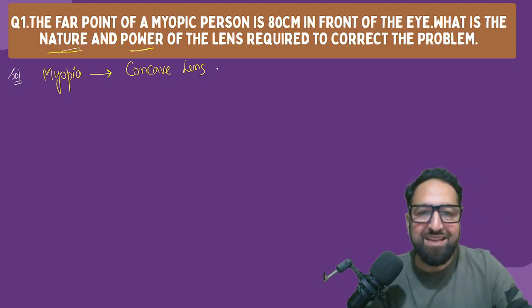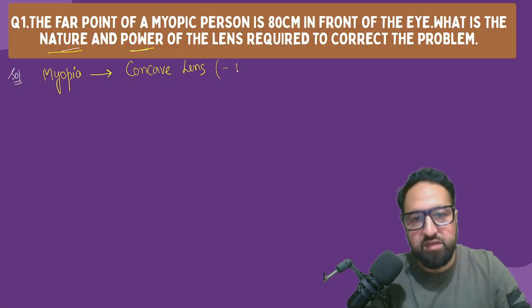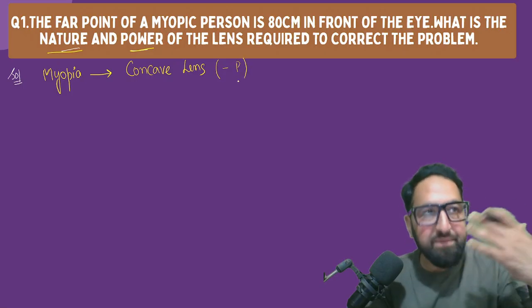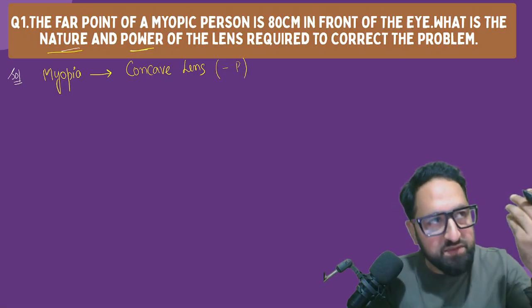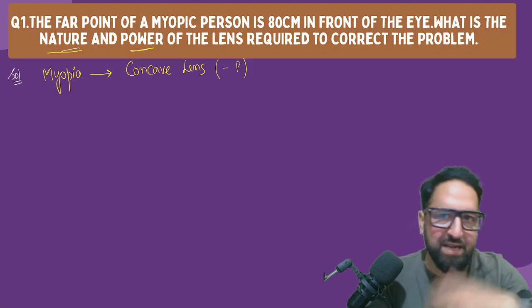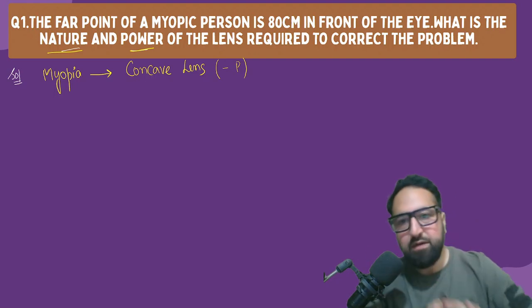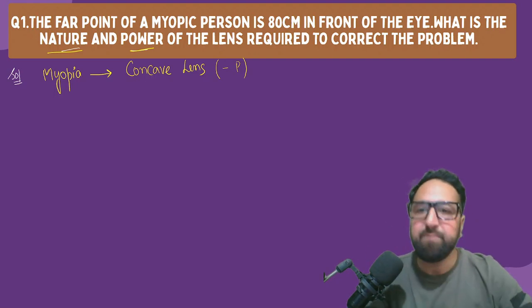See, it is a concave lens. It will be having minus power, right? Because focal length is also minus. So minus. So will it be minus 1 diopter? Will it be minus 1.5 diopter? Will it be minus 2 diopter? What will be the power of the lens? Got it? So to calculate that, we will use the procedure, which we studied.